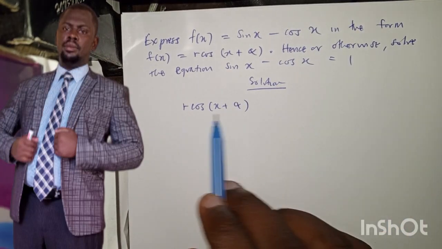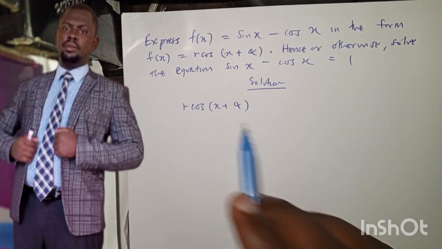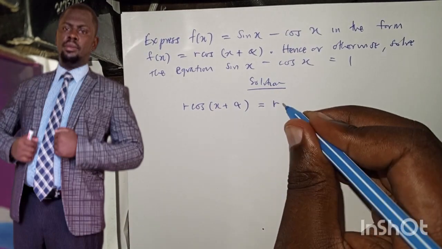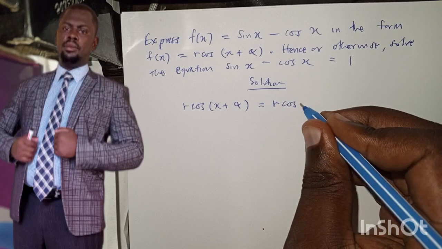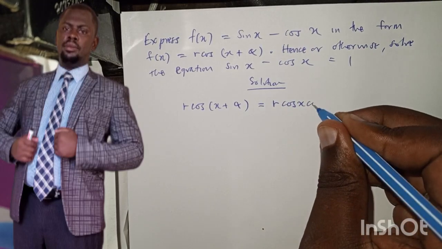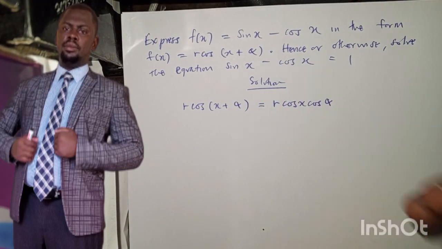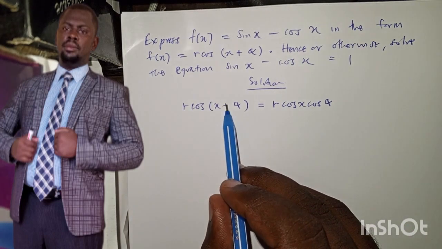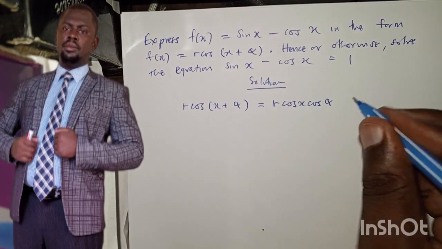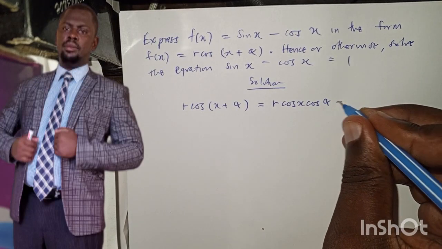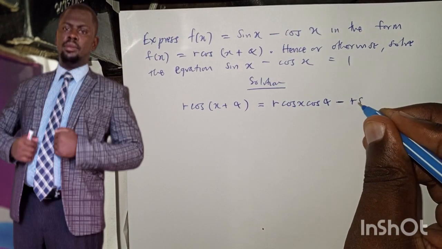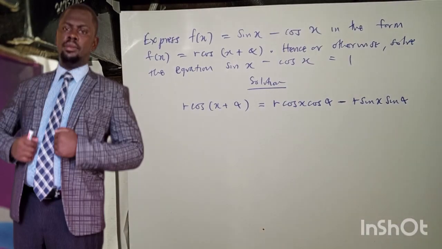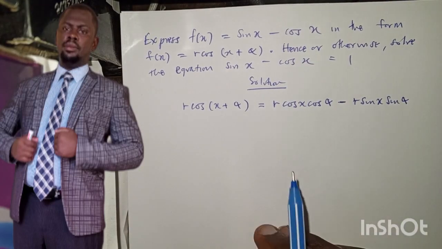So you expand this. There is an identity for this. Just say this is equal to r cos x cos alpha. So for cos, if you have plus, it changes to minus. So we are going to have minus here. So minus, then r sine x sine alpha. Okay, so we have expanded.